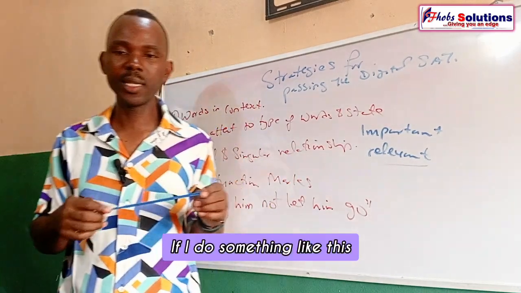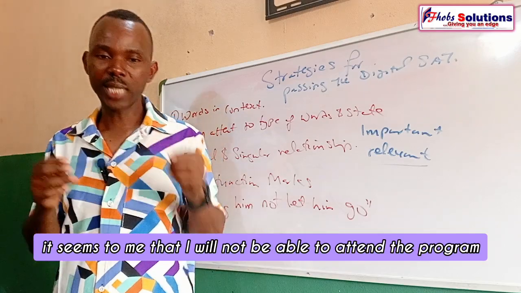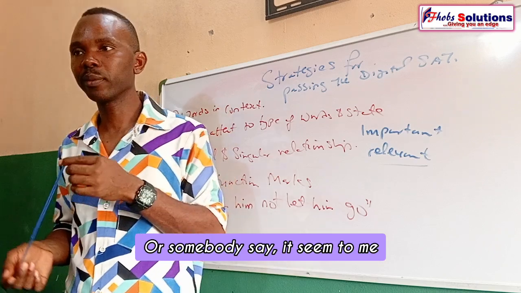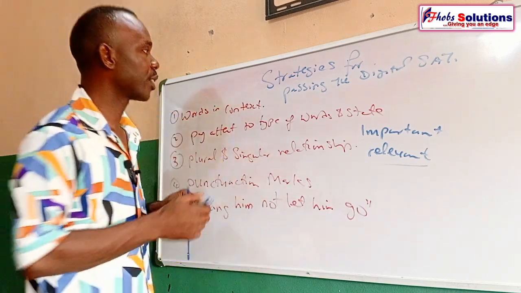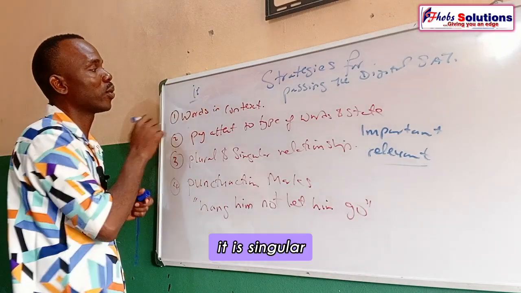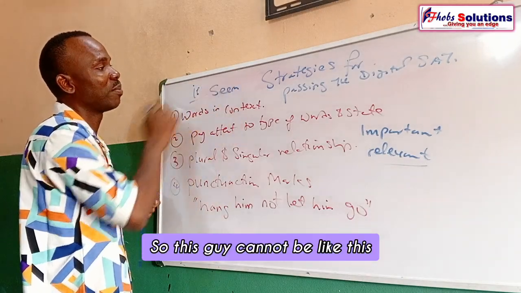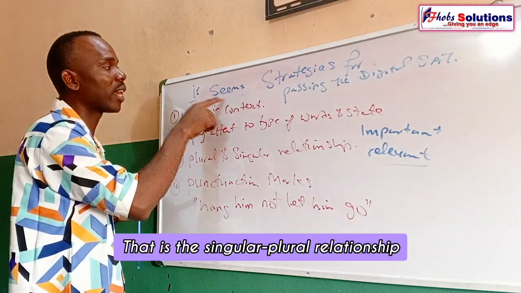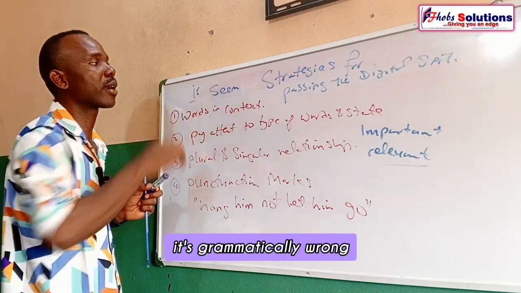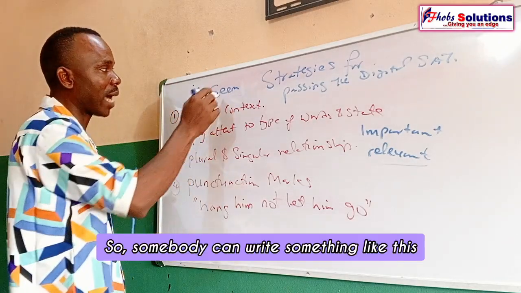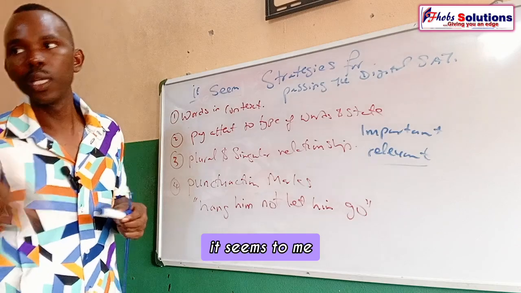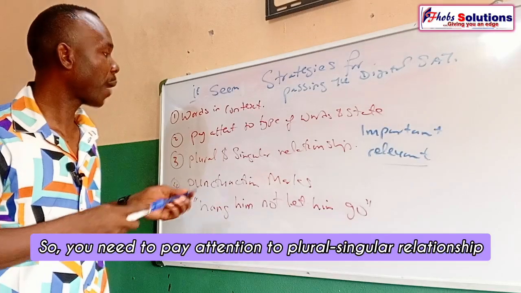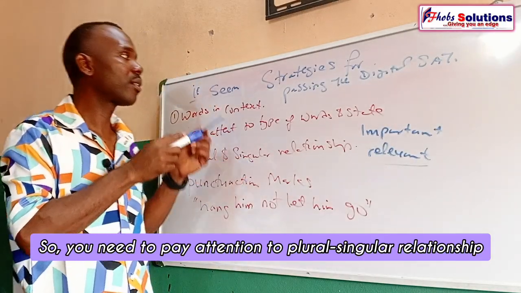If I say something like, it seems to me that I will not be able to attend the program, or somebody says, it seem to me. Now you see that word, it is singular. So this cannot be like this. It has to be like this. That is the singular plural relationship. If I do something like this, it's grammatically wrong. So somebody can write, it seems to me, and then it seem to me, and then ask you to check if the sentence is wrong. So you need to pay attention to plural singular relationship.